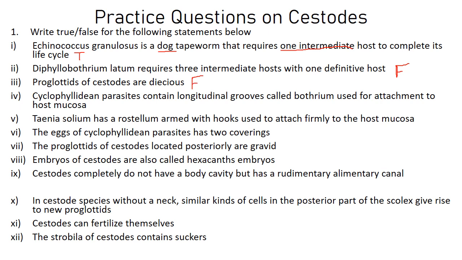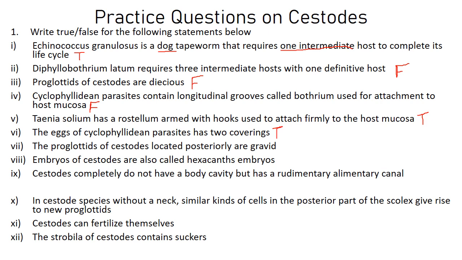Cyclophilidian parasites contain longitudinal grooves called bothria used for attachment to host mucosa. This is false because Cyclophilidian parasites do not contain bothria. Instead they contain suckers. The ones that contain bothria are the Pseudophilidian parasites. Taenia solium has a rostellum armed with hooks used to attach firmly to the host mucosa. This is true. The eggs of Cyclophilidian parasites have 2 coverings. This is true.